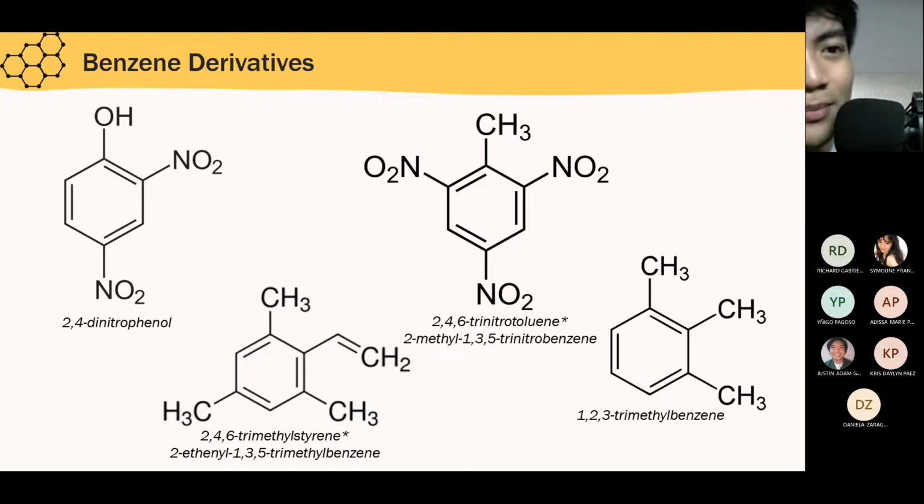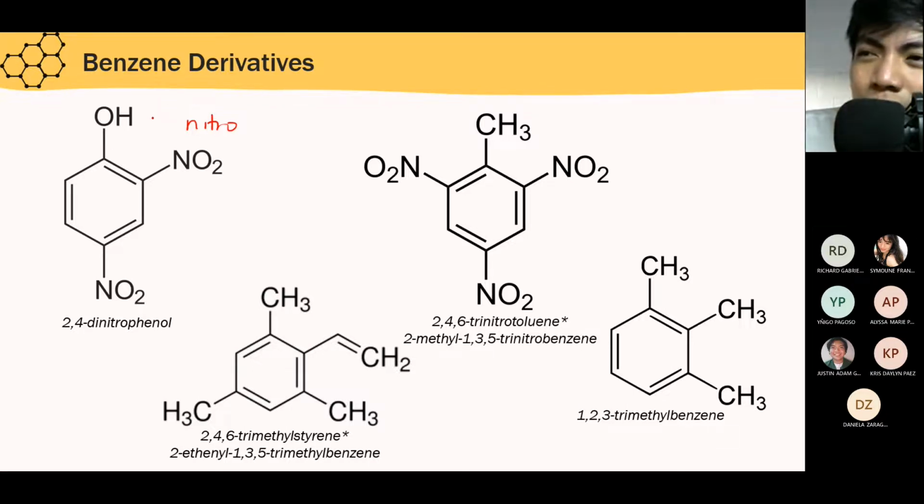We have some examples here, okay? This one is called 2,4-dinitrophenol. Kapag NO2 yung nakakabit sa benzene, that is called nitro. Okay? So, that is called nitro.